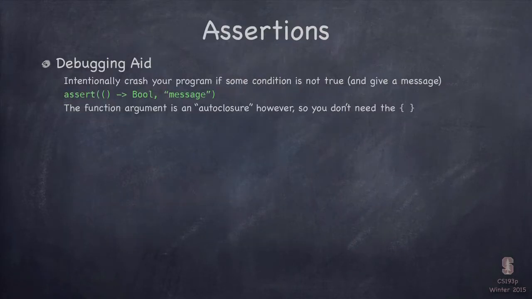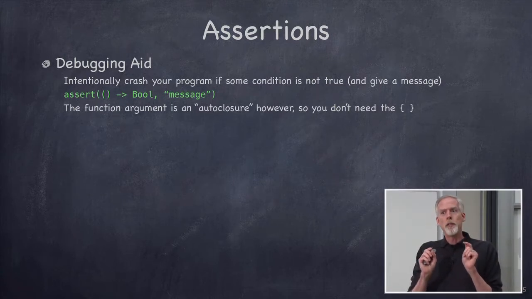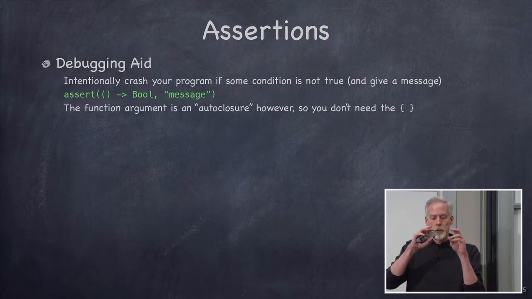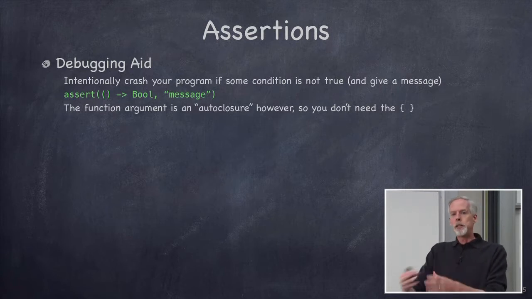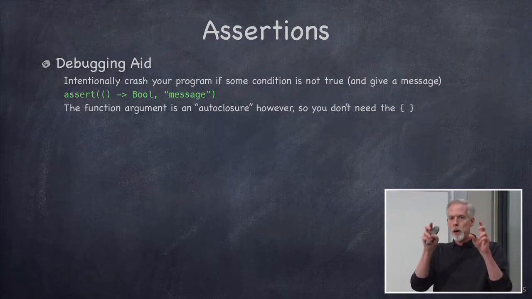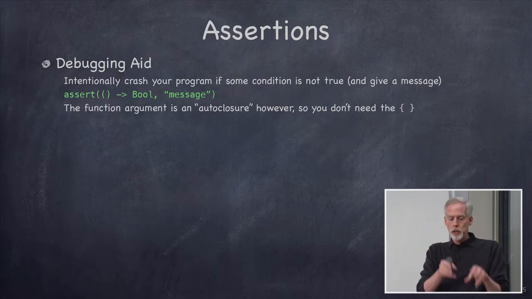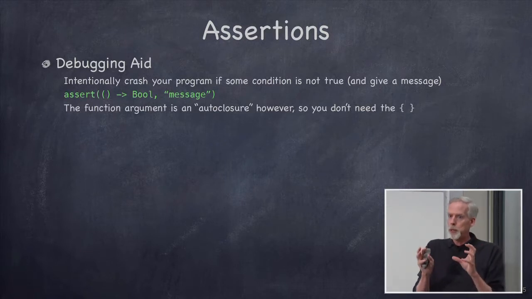All right, assertions. Assertions are a really valuable debugging aid. They basically take a closure as the first argument. It's an auto closure, which means you don't need the curly braces. It's kind of a funky thing. So the first argument is what would be inside the curly braces of a closure. And the second argument is some string that's going to be printed out on your console, because if whatever that thing in the auto closure evaluates to is not true, because you're asserting that it's true, then it's going to crash your program and print that message out. So it's a great way to make your program crash when things that should be true aren't.